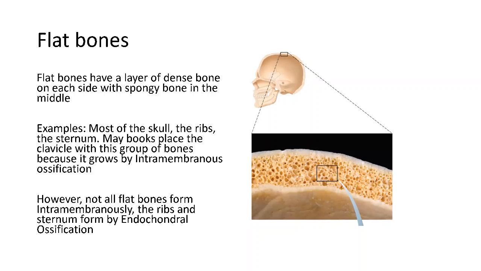Some books may place the clavicle with this group, but remember, not all flat bones form by intramembranous ossification. The ribs and the sternum form by endochondral. So endochondral is everything below the neck except for the clavicle. Intramembranous is the skull and the clavicle, but flat bones include the skull and the ribs, so two different types of ossification. So flat bone is strictly about the shape of the bone or how it's structured, which is to say the two layers, with the spongy between.